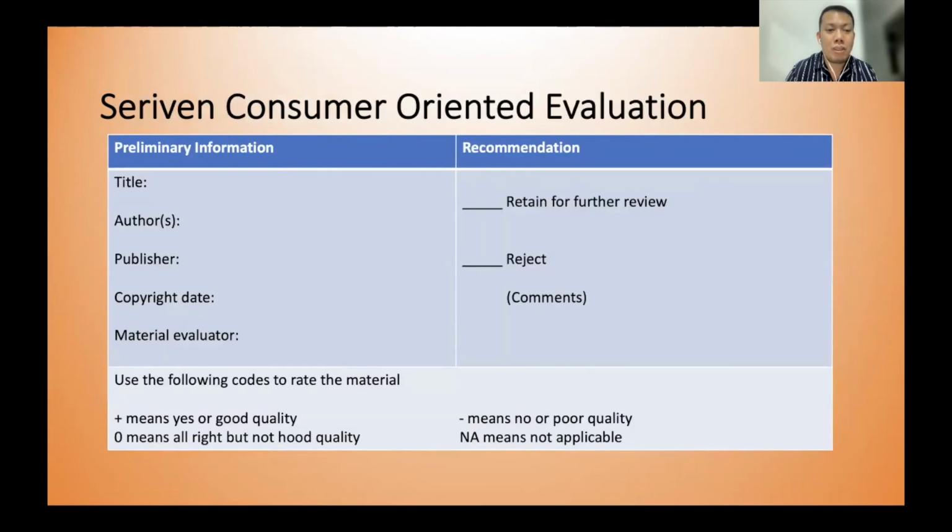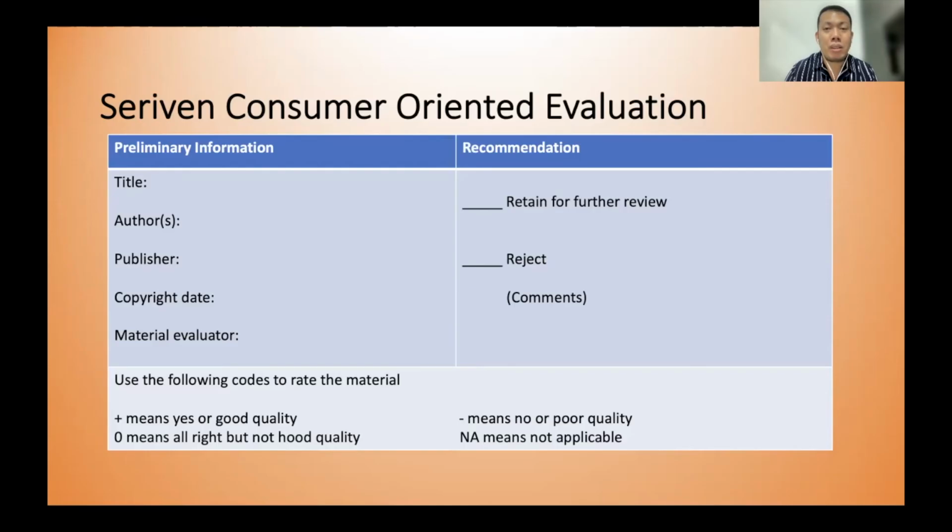So we also have here Scriven's consumer-oriented evaluation. So it is more on the evaluation of a textbook or any resources that has title, authors, publisher, copyright date, and material evaluator. So who are those who will write under material evaluator? So for example, you are the one who will be evaluating the textbook. Therefore, your name should be written under material evaluator. The title is the title of the book, author or authors, publisher, and so on.